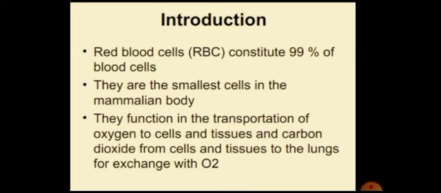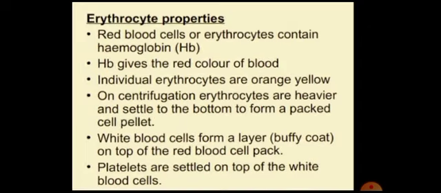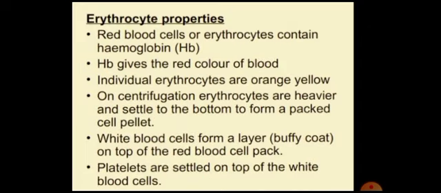So we know that in RBCs there is hemoglobin, which transports oxygen. So we are discussing the properties of erythrocytes, which means RBCs. Red blood cells or erythrocytes contain hemoglobin, which contains iron. Hemoglobin gives the red color of blood. Individual erythrocytes are orange-yellow, and in a bunch they look red.